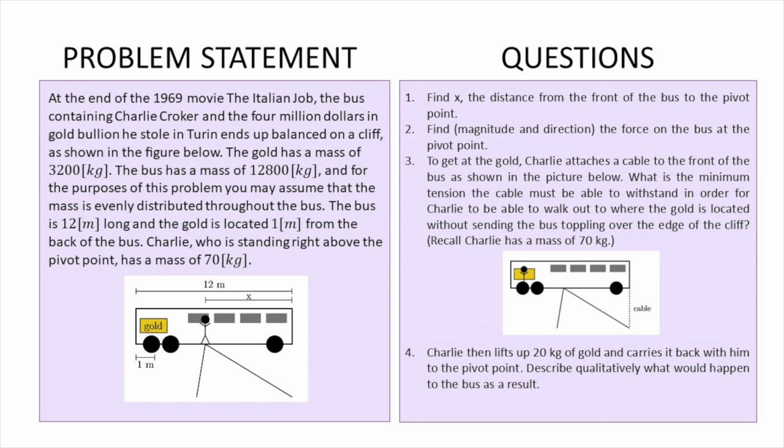So the first two questions that we're going to answer are: first, find x, the distance from the front of the bus to the pivot point. Second, find the magnitude and direction of the force on the bus at the pivot point.